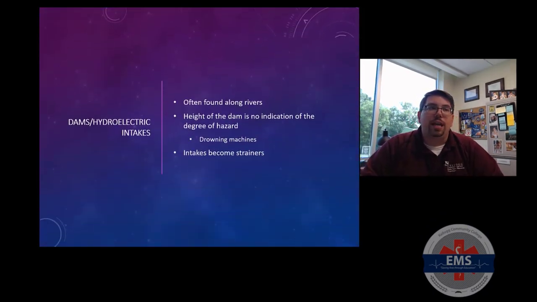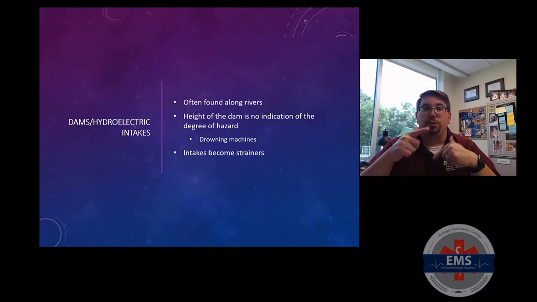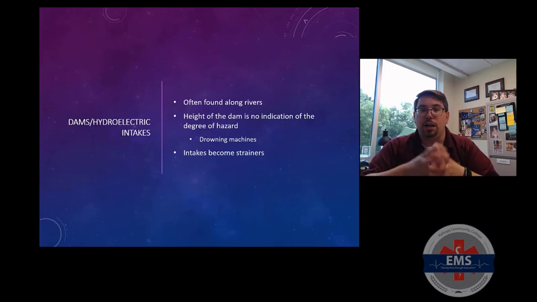We also have to talk about dams and hydroelectric intakes. There are a lot of these, especially along rivers here in Michigan. The height of the dam is no real indication of the degree of hazard, as, just like we talked about with some of our other circulating components, they create a drowning machine. These intakes actually become just like a strainer and will suck the patient down and keep them pinned underwater as the water moves past them through the dam. Again, oftentimes these rescues can only take place once the dam has been shut down, and we can then begin to have more of a recovery than a rescue.